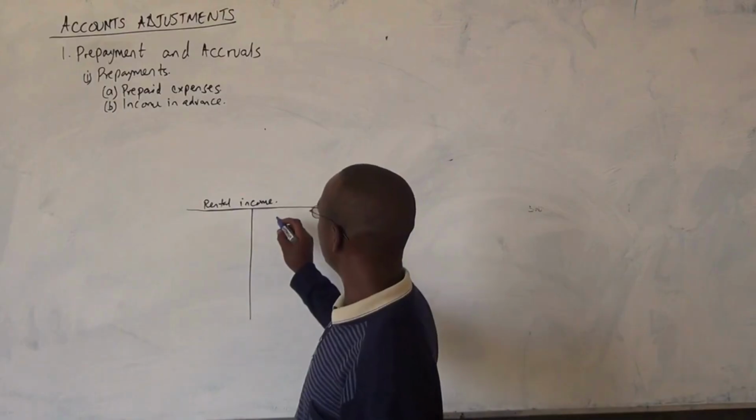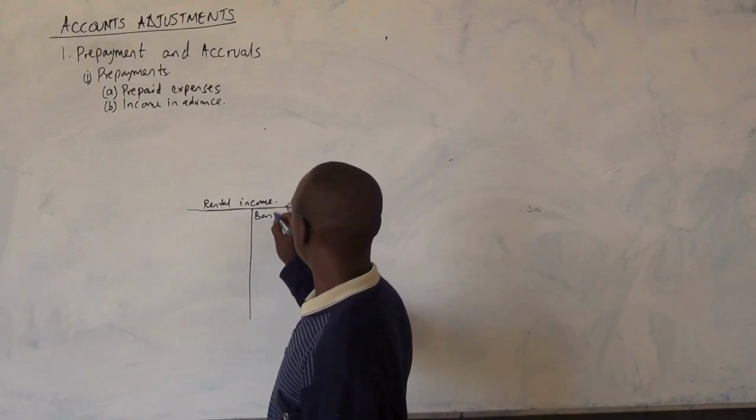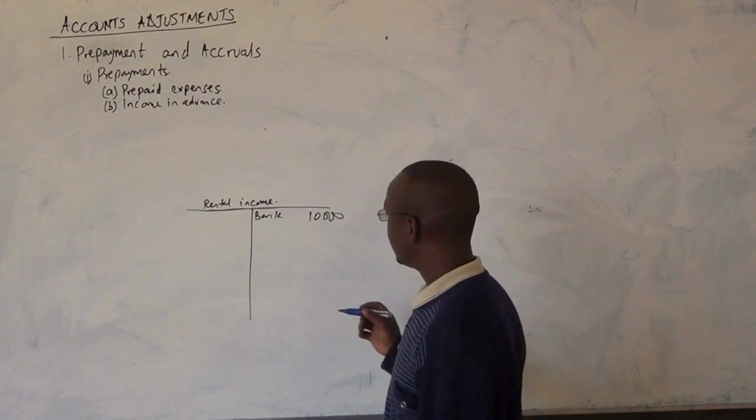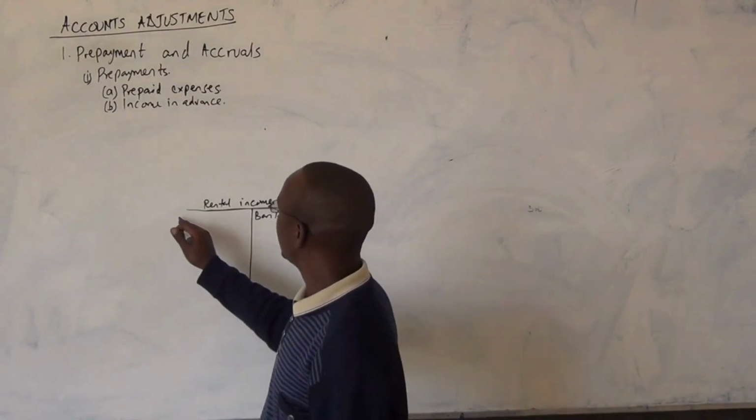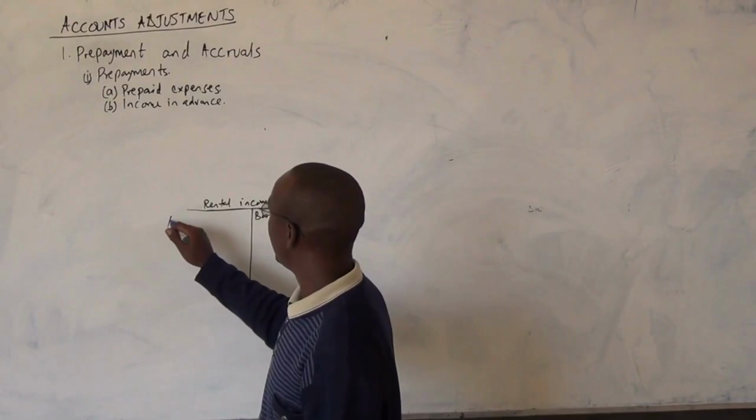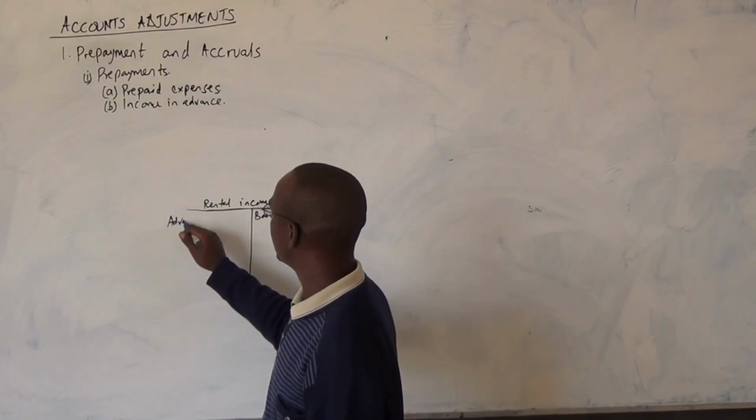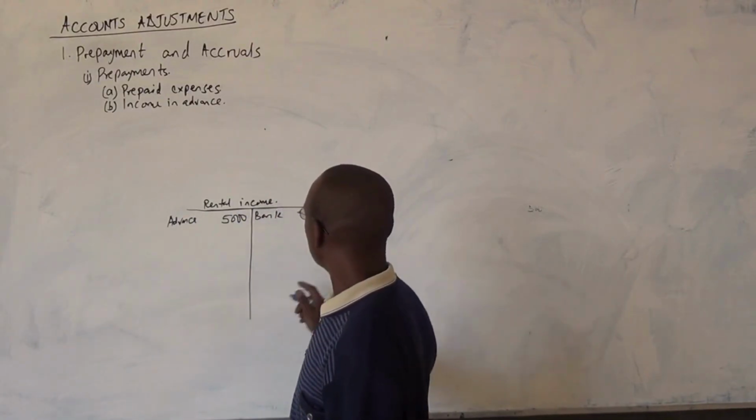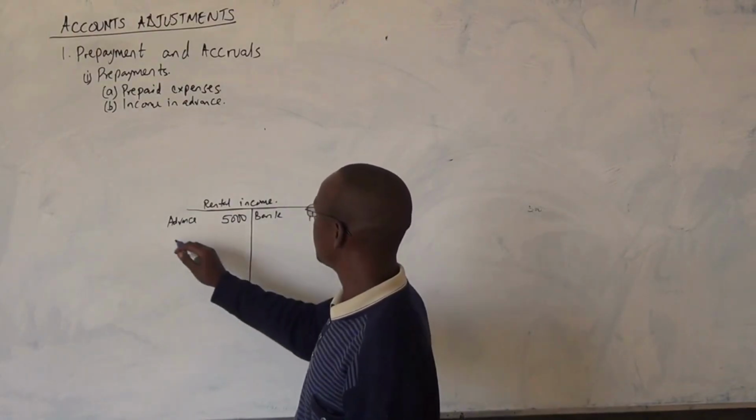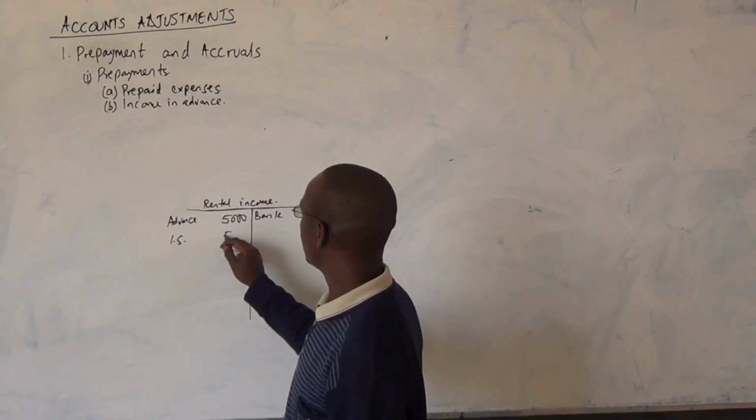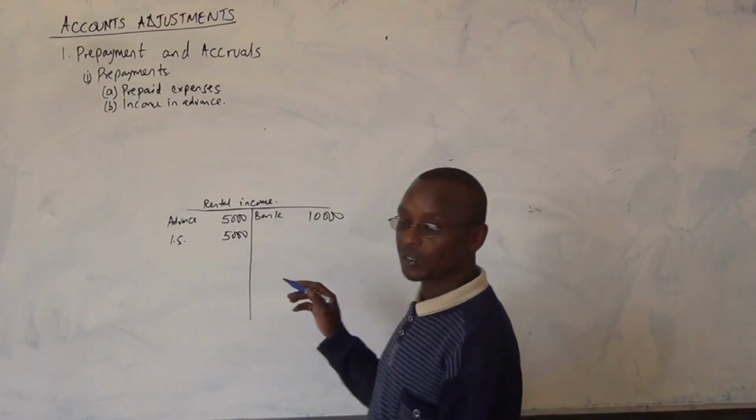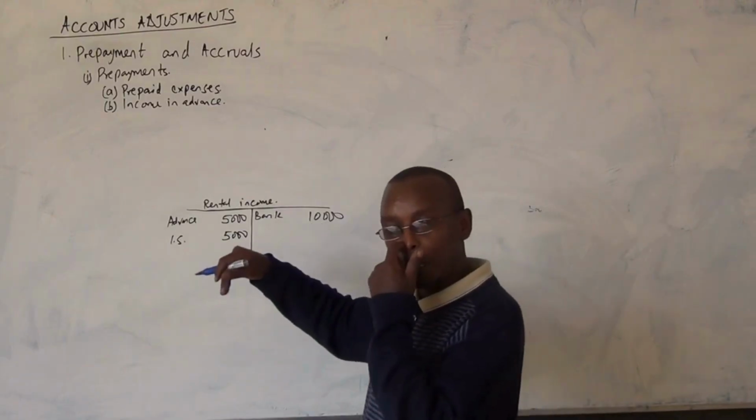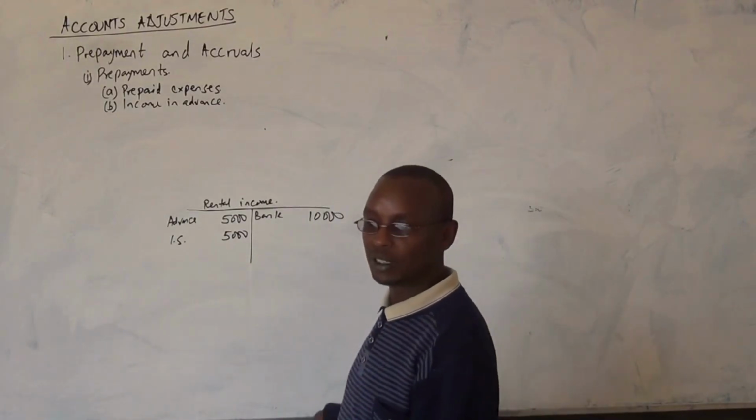How much did you receive? Bank. You have received 10,000. Okay? And then of this 10,000, there is income in advance, an advance payment, which is 5,000. So in our income statement, we are going to take how much? 5,000. So any amount in the income statement, we take that particular amount that pertains to that financial period.